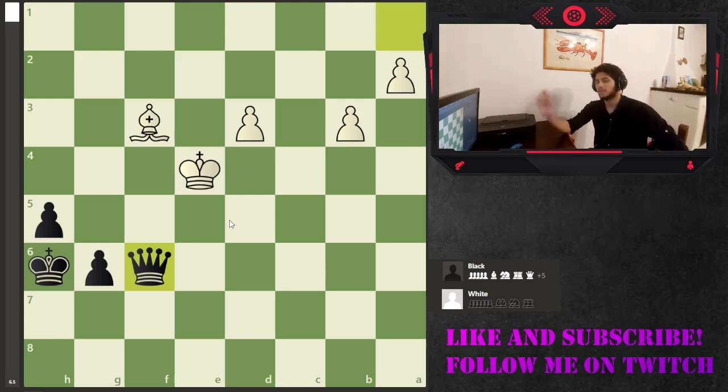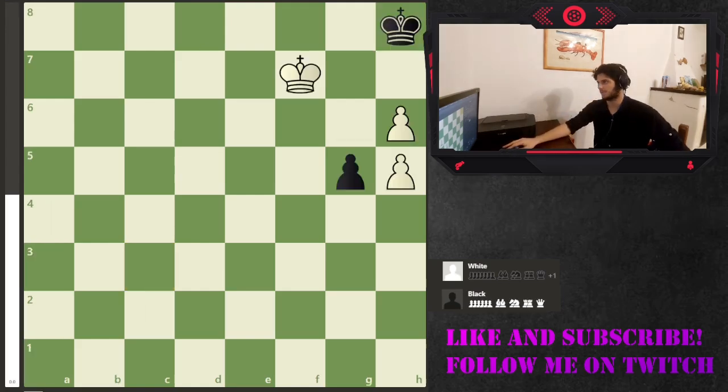All right, this was all for today. But as I promised in the beginning, I will show you a bonus puzzle, which isn't about the skewer or X-ray. It's just a fun puzzle that I saw on the internet, and I wanted to show it to you.